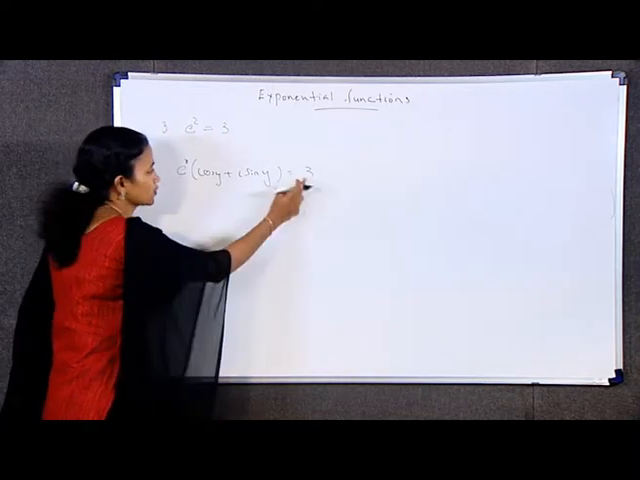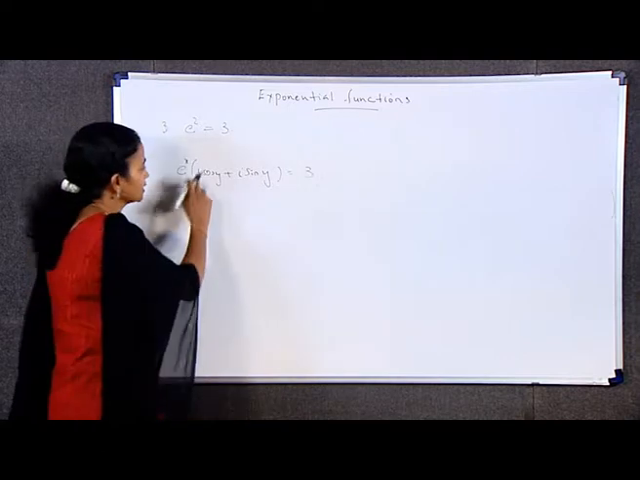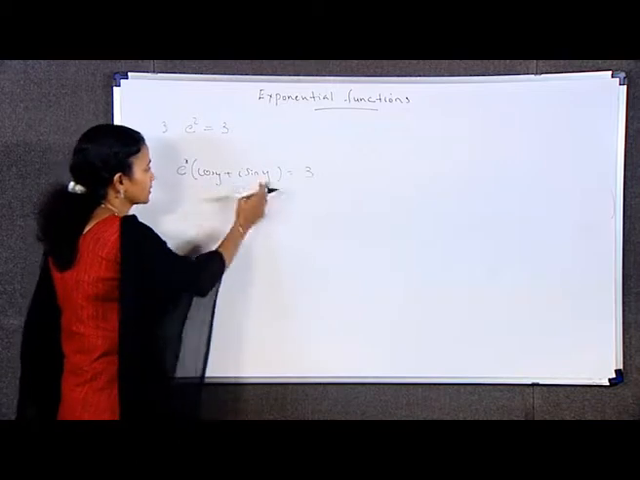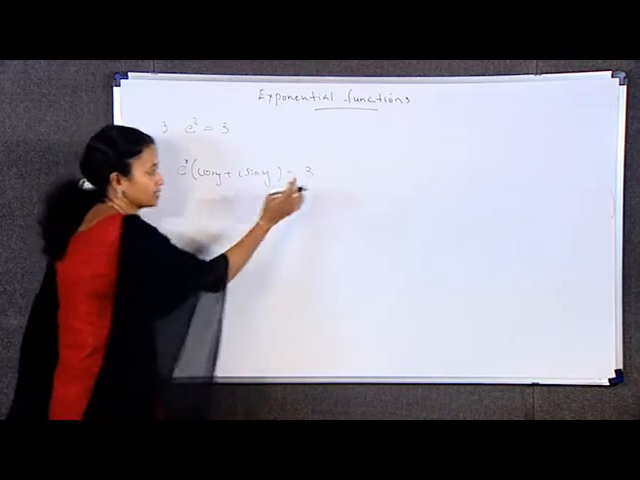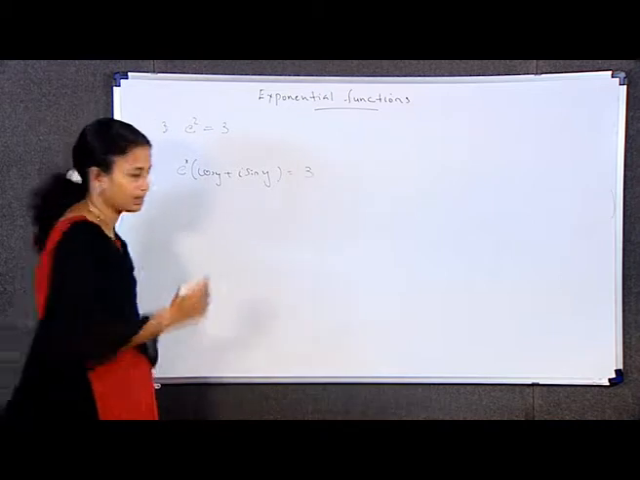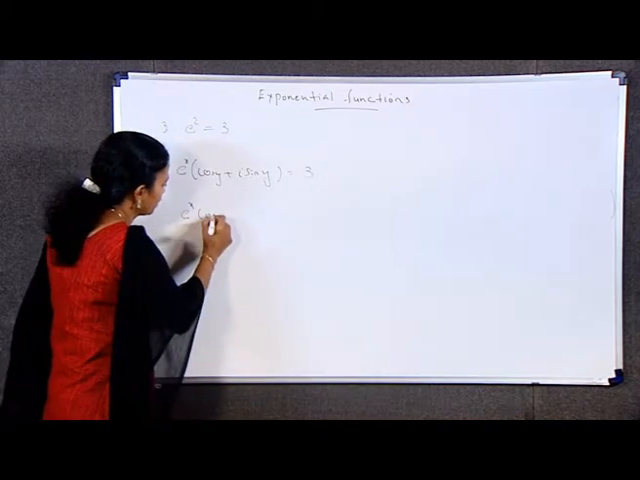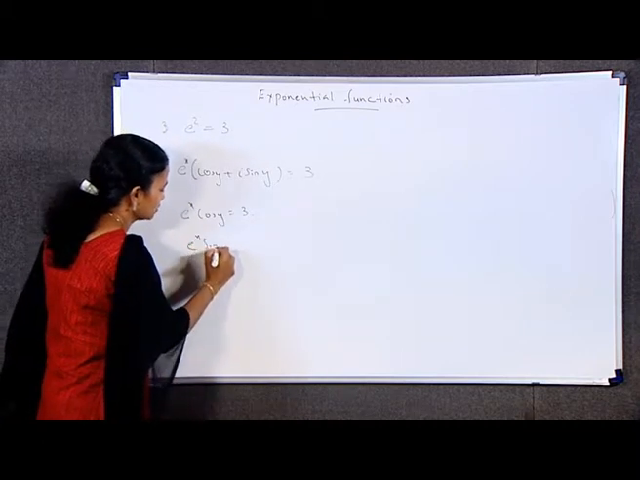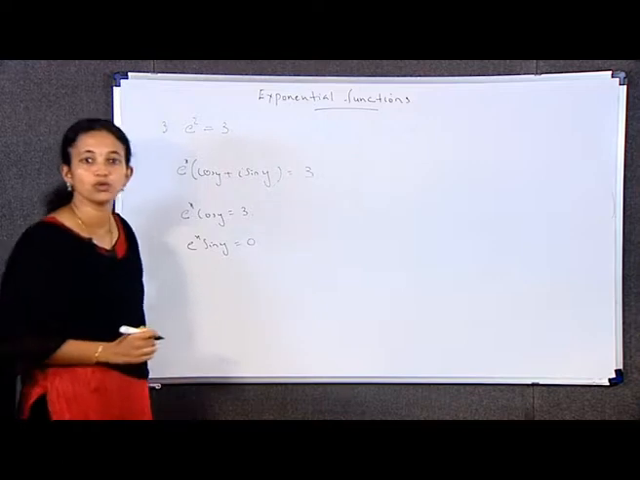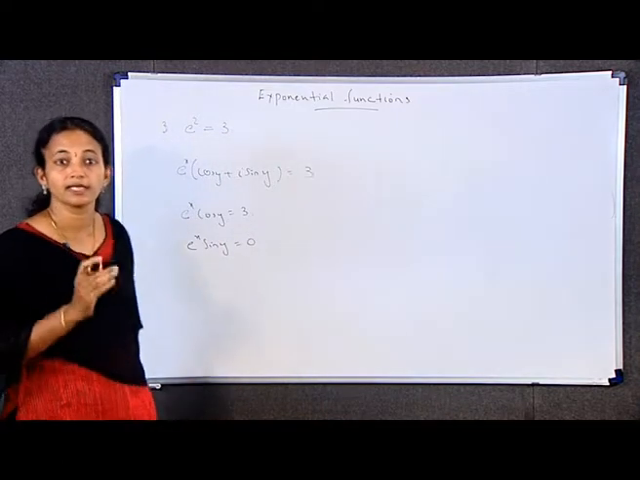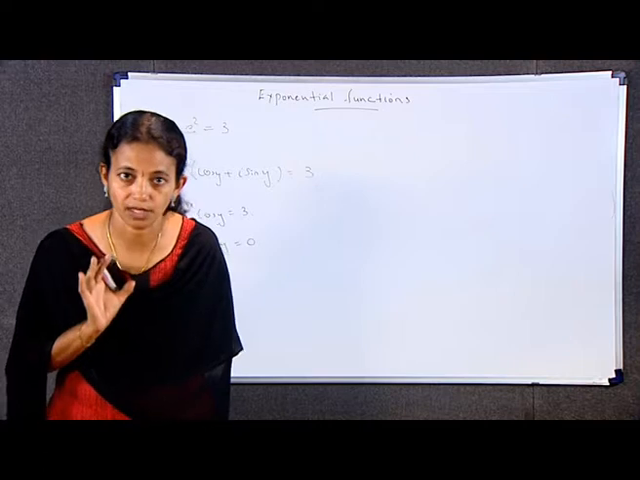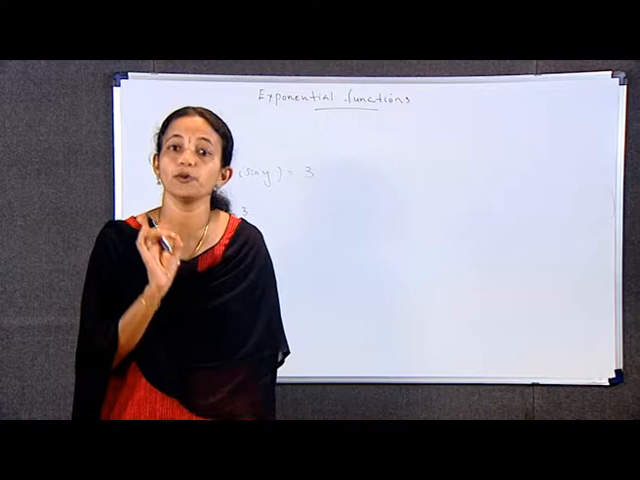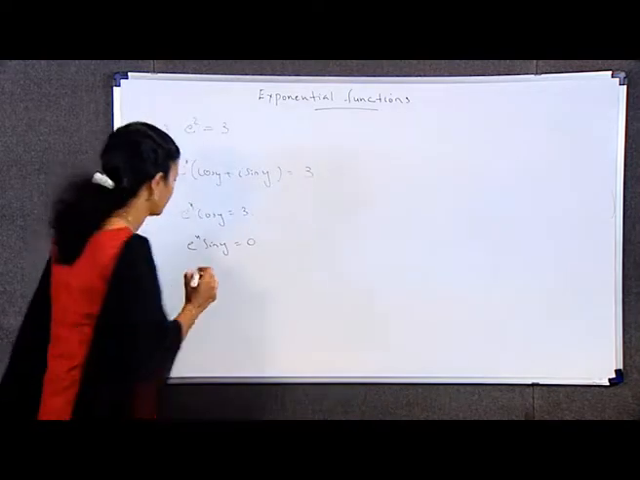e raised to x into cos y is equal to 3 and e raised to x into sin y, that is our imaginary part, is equal to 0. That is, here we don't have imaginary part. That is, e raised to x into cos y we get as 3 and e raised to x into sin y is equal to 0, which implies e raised to x is equal to modulus of e raised to z, which is equal to 3, and y is equal to tan inverse 0, which is equal to plus or minus 2n pi.